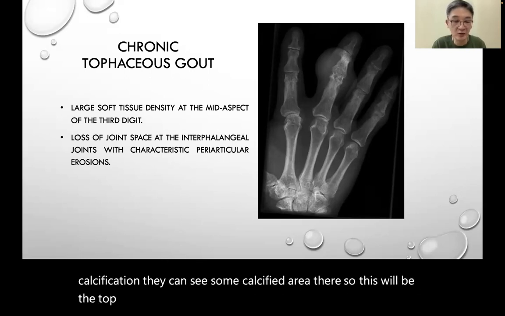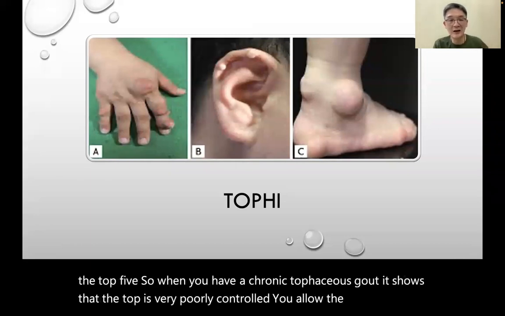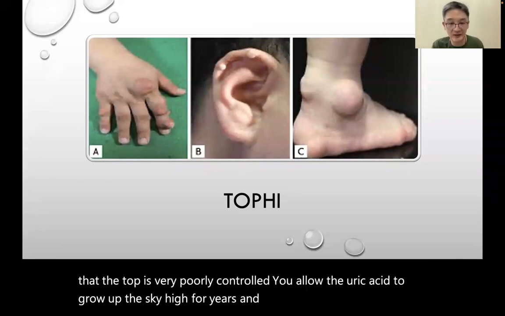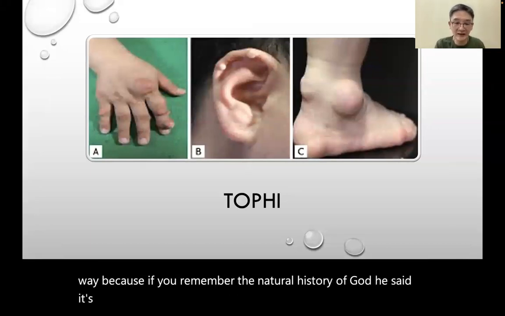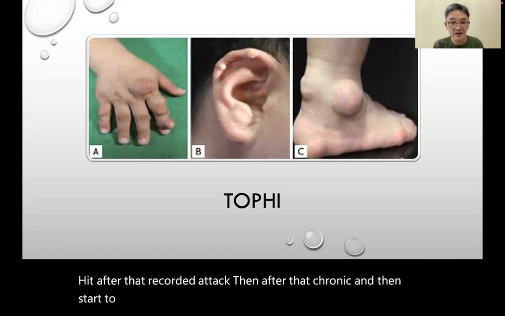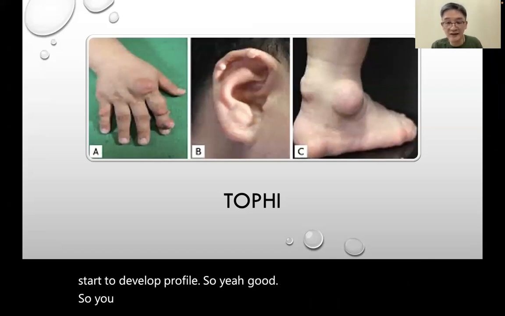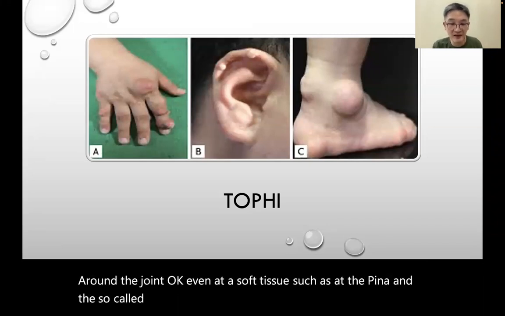When you have chronic tophaceous gout, it shows that the gout is very poorly controlled. You allow the uric acid to go sky high for years and years until it develops that way. If you remember, the natural history of gout is that it starts with one attack, then recurrent attacks, then chronic gout, and then tophi start to develop. It affects the joint and the kidney. The tophi can be found around the joint, and even in soft tissue such as the pinna and the Achilles tendon. So these are the areas.